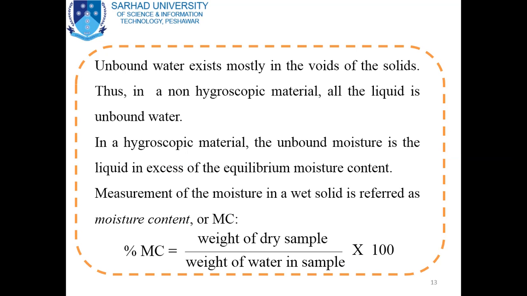The measurement of moisture in a wet solid is referred to as moisture content, or MC. It can be calculated as the weight of water in that particular sample divided by the weight of the dry sample, multiplied by 100. We can also calculate the measurement of the moisture content by using this formula.